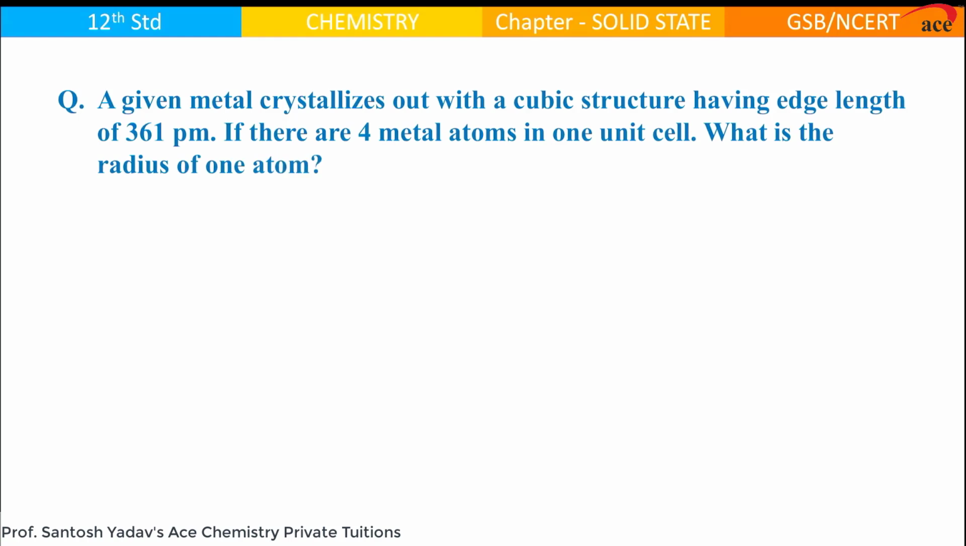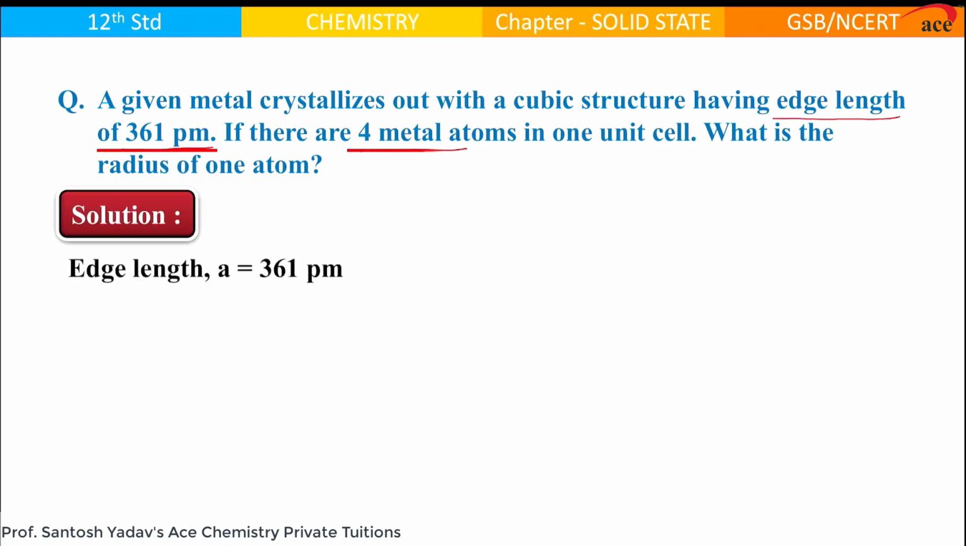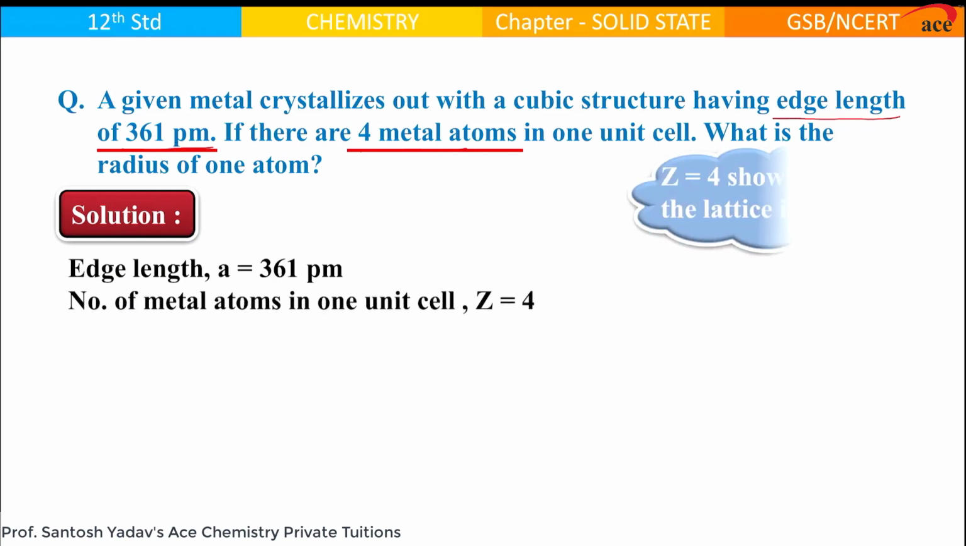Now, 361 is the edge length and the symbol is A. There are 4 atoms making up the unit cell. What does this mean? It means rank is 4. You know, when rank is 4, it is called FCC. So, 361 is the edge length and the number of atoms making up the unit cell is 4. Z value 4 means it is FCC.